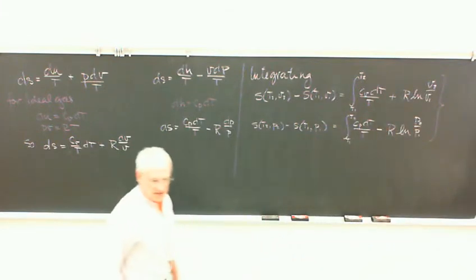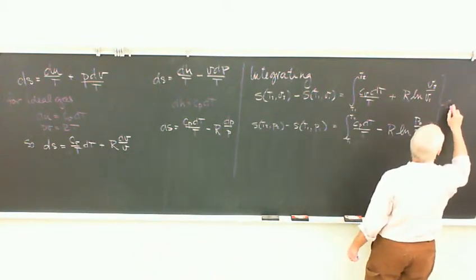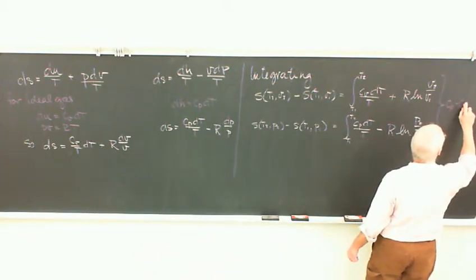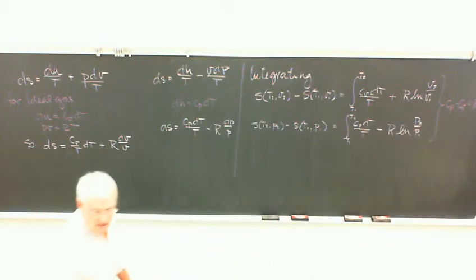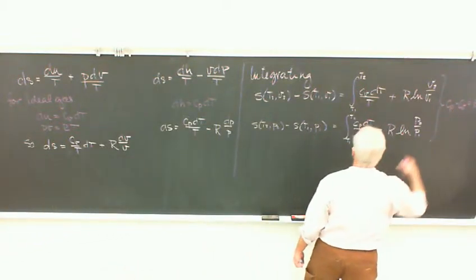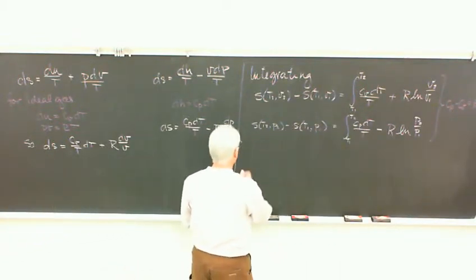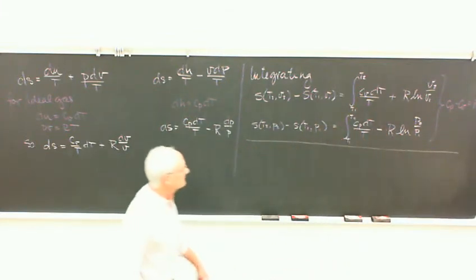You don't necessarily need both of these, because if you have one of them, you can get to the other one if you happen to remember that the difference between the specific heats is the gas constant for that particular gas. So if you've got the gas constant and you've got C sub P, you automatically have C sub V, and you don't necessarily have to do that.